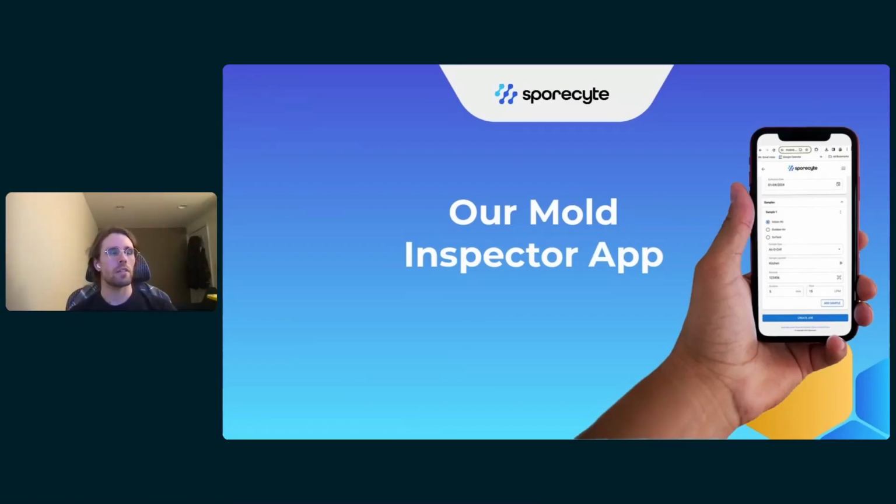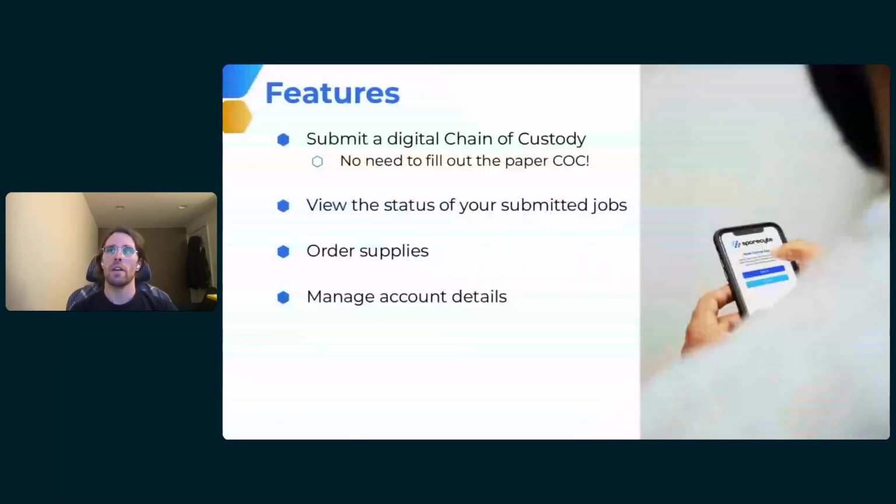So we'll introduce our app. If you've seen our emails, you've been to our website, you may have seen some of the content already there. So we'll just start at ground zero here with our app. So the main thing that our app does is you can submit a digital chain of custody. That means you don't need to fill out your paper chain of custody forms anymore if you use our app.